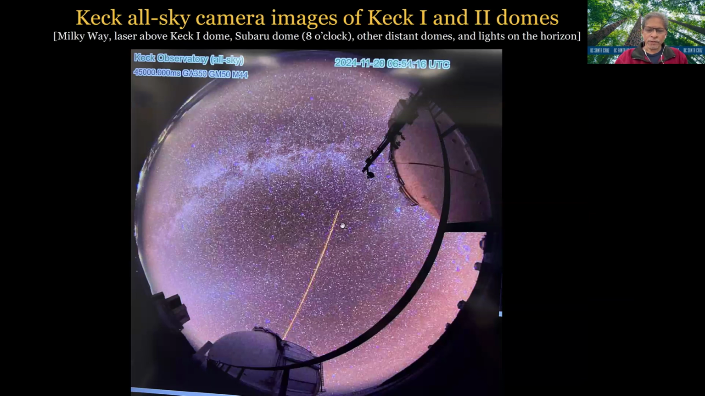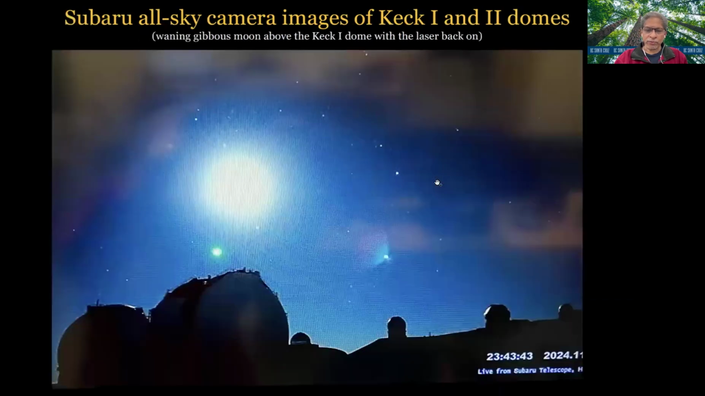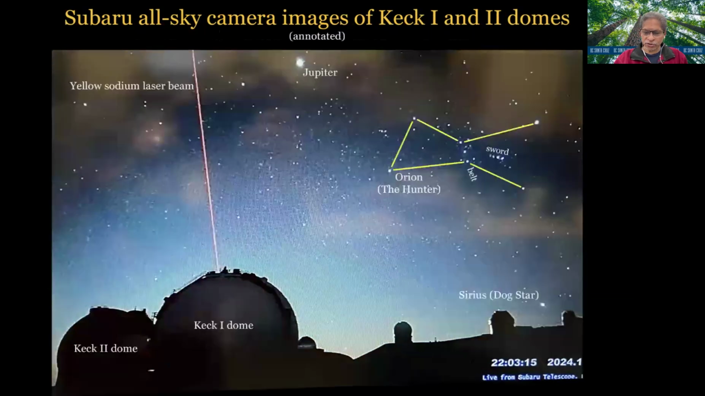This is Keck I. It's the laser shining towards the Triangulum galaxy. This is the arc of the Milky Way right there. This is Keck II at about 2 o'clock on your screen, and at 8 o'clock on your screen is the Subaru telescope. The Keck I telescope is closer to the Subaru telescope than Keck II. It's clear from this image.